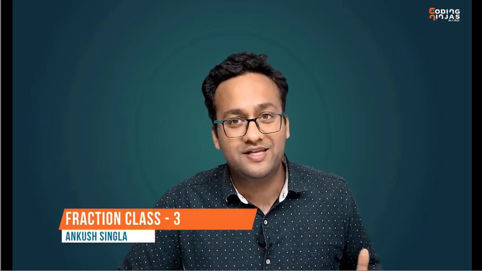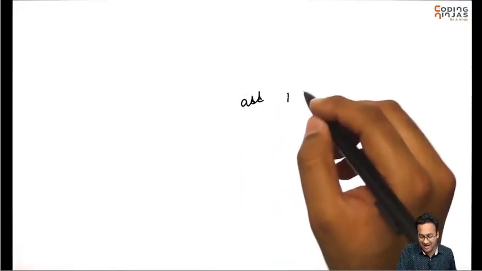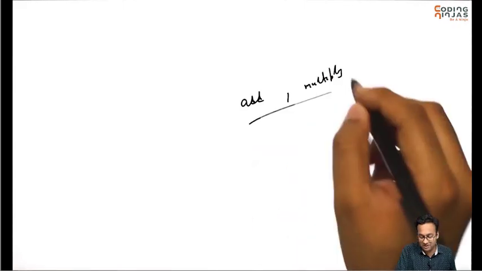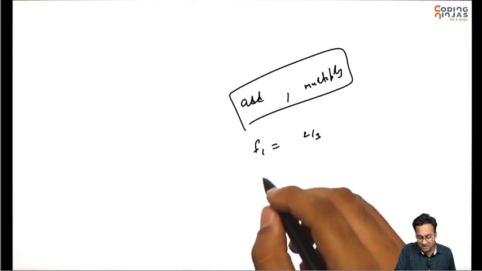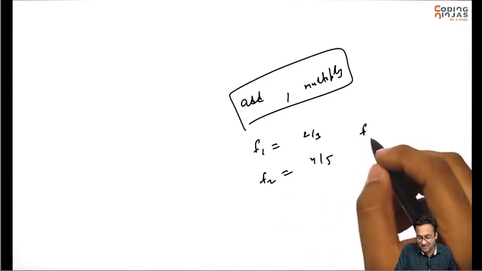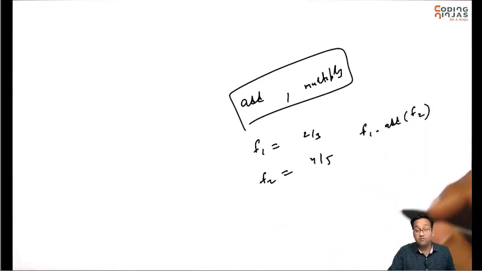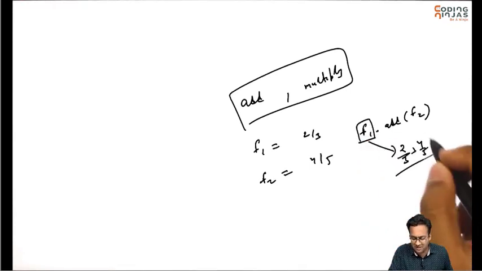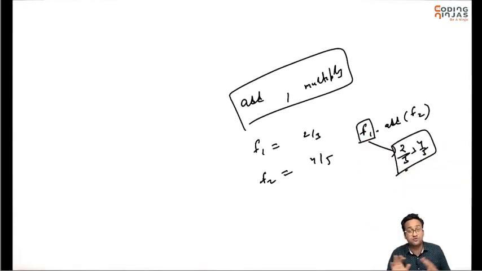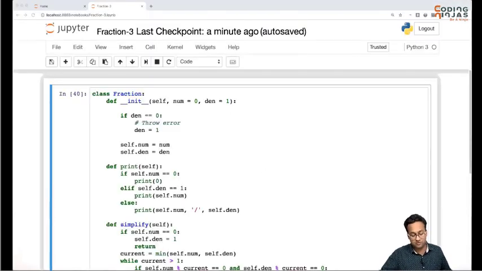Hi. So in this session, I want to add two more functions, add and multiply, to our fraction class. What they should do is, if I have a fraction, let's say 2 by 3, and a fraction 4 by 5, and I say f1 dot add f2, f1's value should change to 2 by 3 plus 4 by 5. Whatever the result of this operation is, f1 should go to that, and f2 should stay exactly the same. Nothing should change, right? So let's quickly write this code.